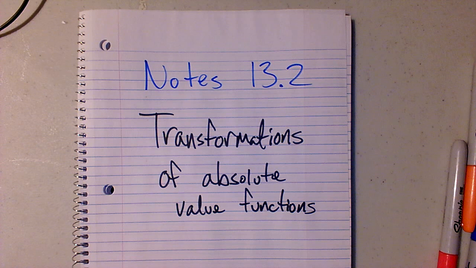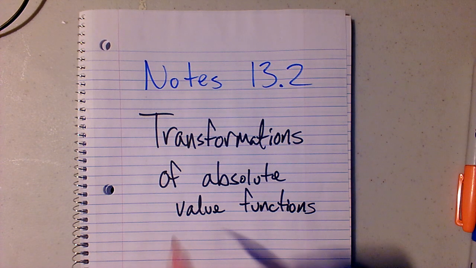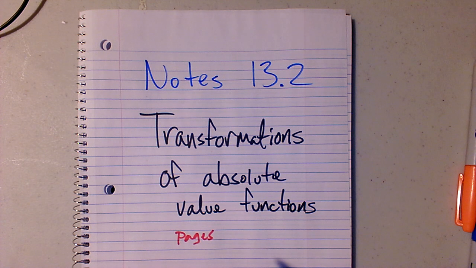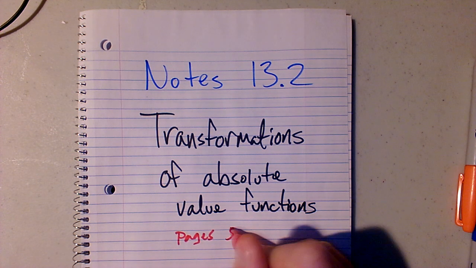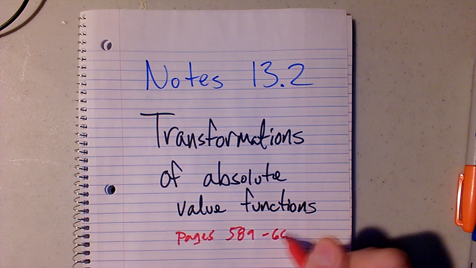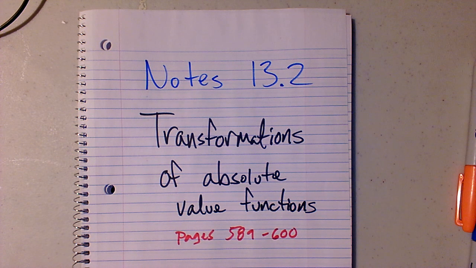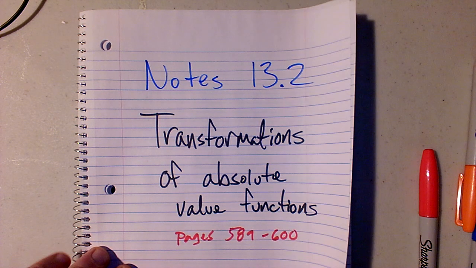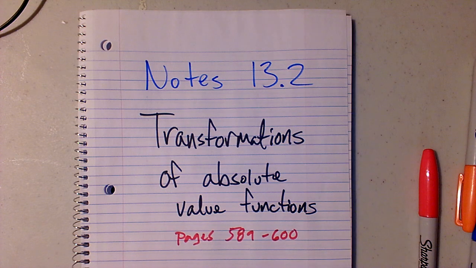These notes correspond with pages 589 through 600 in your math workbook. I'm going to do a combination of working on your math workbook and also doing notes straight into your spiral notebook. So let's begin. All right, first off, what is an absolute value?